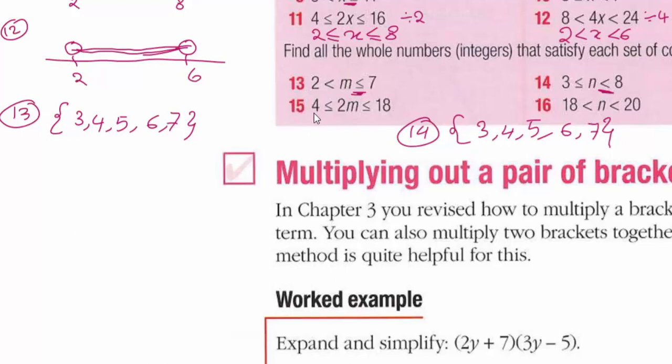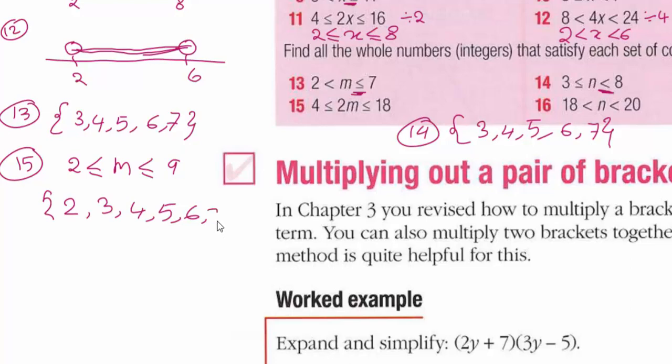15, which numbers are here? Again, just like question 11 here, since we can divide all of them by 2, let's divide them by 2. In question 15, when we divide them by 2, we see 2 is less than or equal to m, and it's less than or equal to 9. So which numbers can come here? The 2 itself, 3, 4, 5, 6, 7, 8, and the 9. Why? Because here is an equal sign, here is an equal sign.